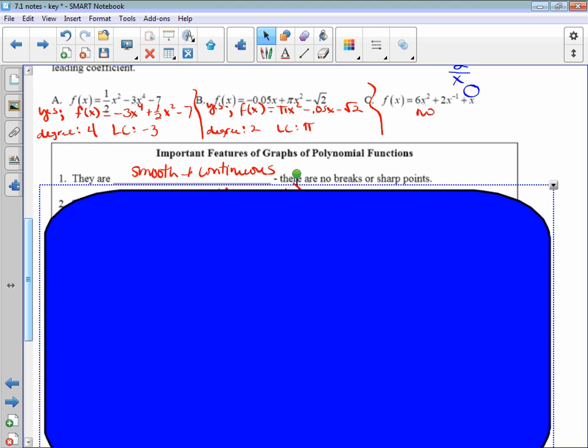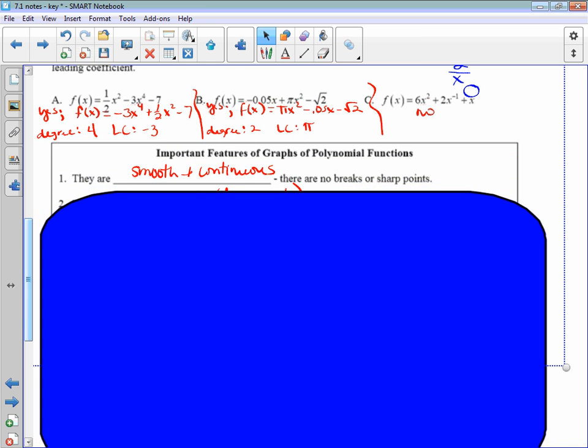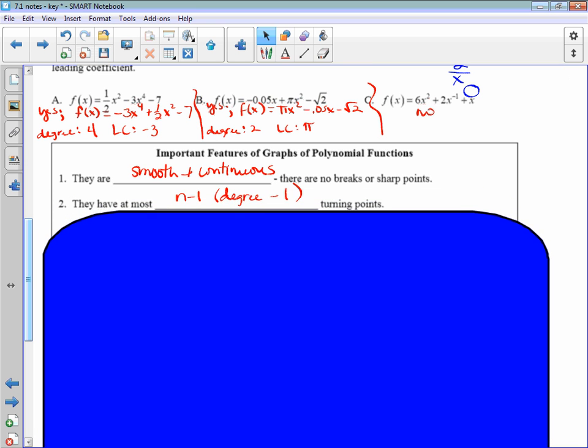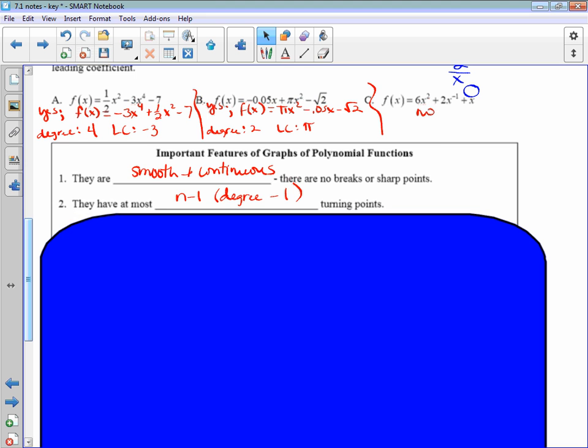All right, we have some important features of our polynomial functions. They will always be smooth and continuous. So like an absolute value graph, that's not a polynomial, because you've got a point on it. If you have any type of discontinuity, any hole, any asymptote, anything like that, that is not a polynomial. They have at most n minus 1 turning points. N minus 1 just means your degree minus 1. You guys remember this from Algebra 2?